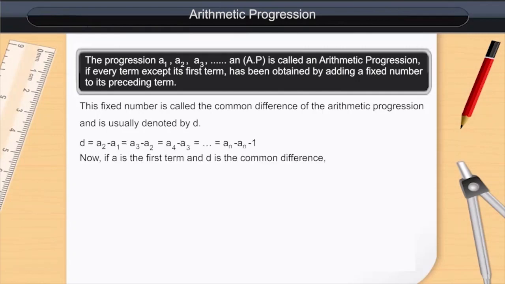D is equal to A2 minus A1, is equal to A3 minus A2, is equal to A4 minus A3, is equal to AN minus AN minus 1. Now, if A is the first term and D is the common difference, then the arithmetic progression is A, A plus D, A plus 2D, A plus 3D and so on.